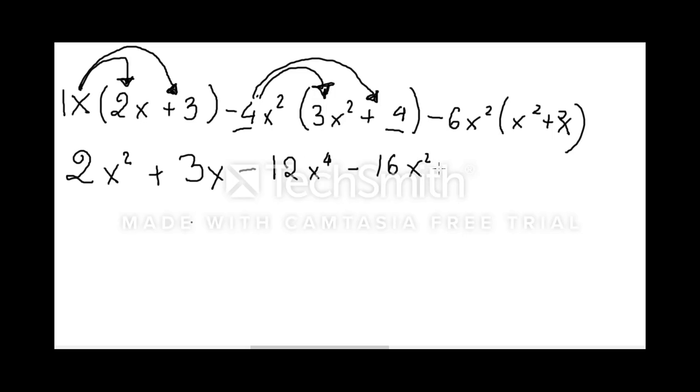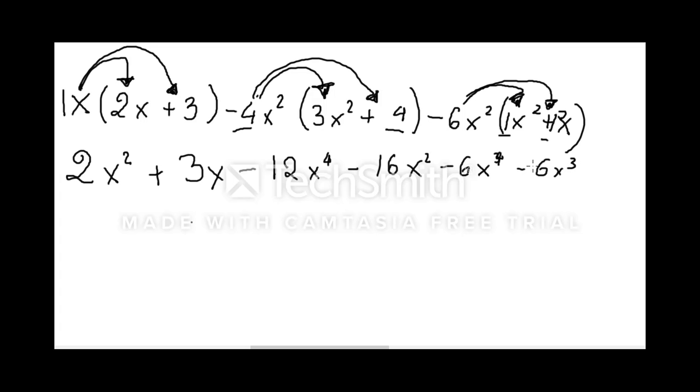And last but not least, same thing, I'm going to multiply my negative 6x squared by both of these terms. So you can think about the coefficients, the number out front of x squared and the x, as being a 1. So negative 6 multiplied by positive 1 is negative 6, and x squared times x squared is x to the fourth. And then I'll have negative 6 multiplied by a positive 1, that gives me negative 6, and x squared times x to the first is going to give us x to the third.